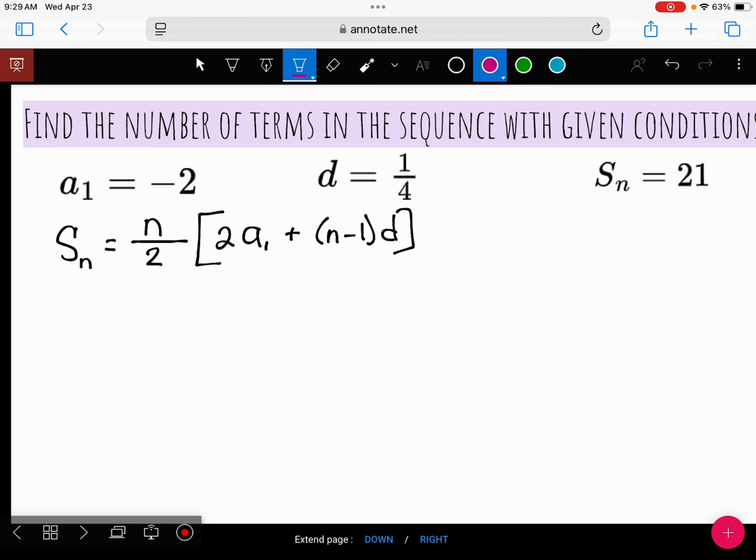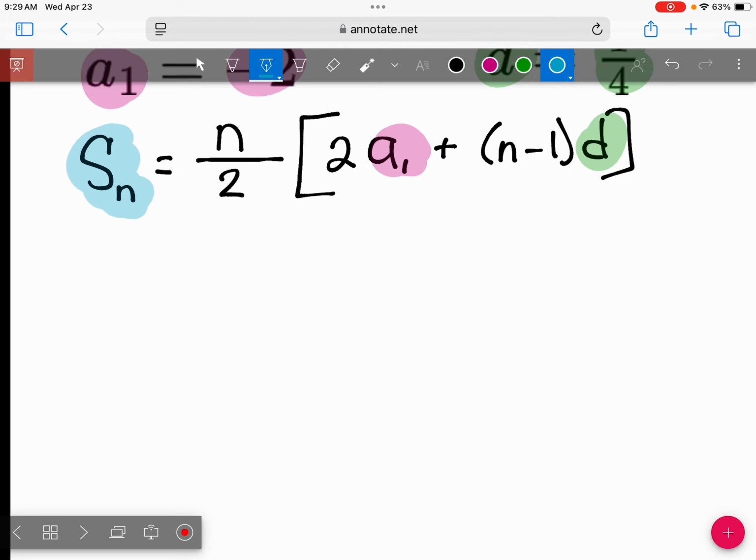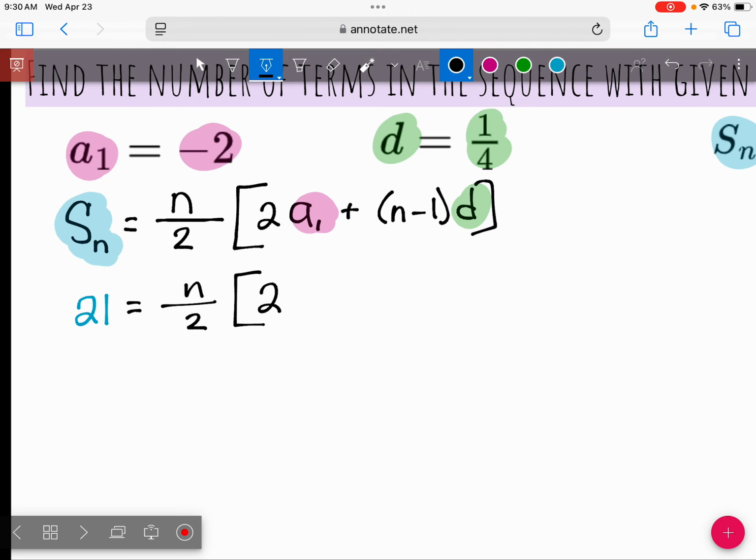So we know our S sub n is 21. We know our common difference is the 1/4. And we know our a sub 1 is this minus 2. So we know these pieces. So let's substitute them in. Got our 21 equals n over 2 times 2 times negative 2.